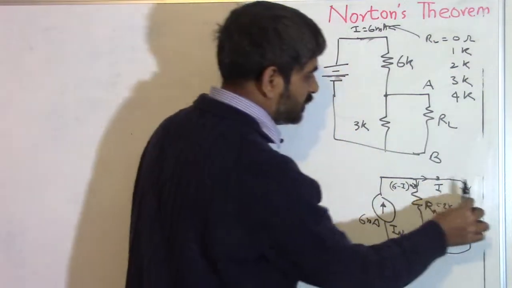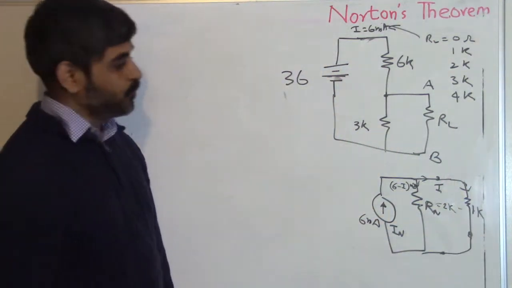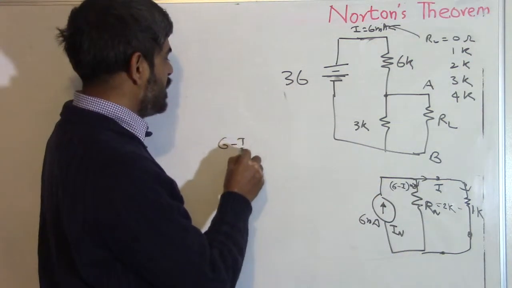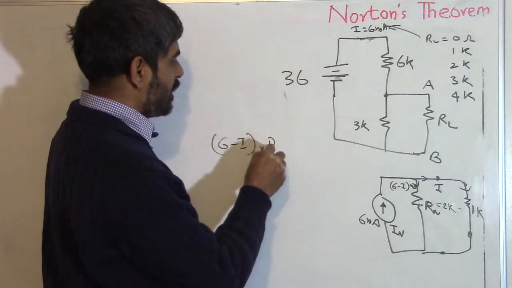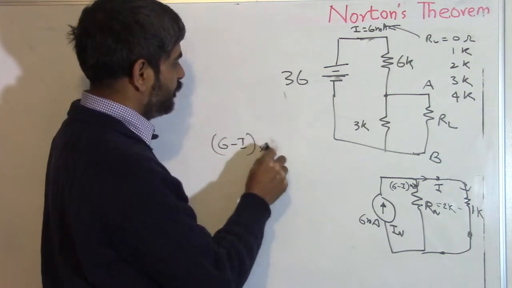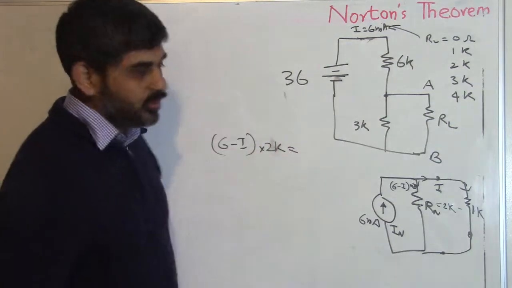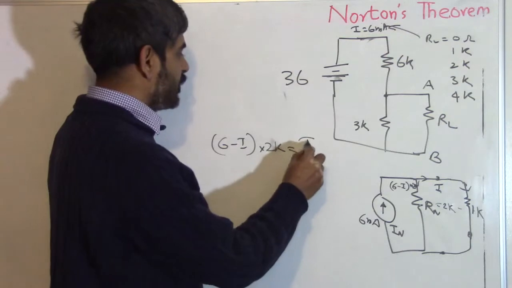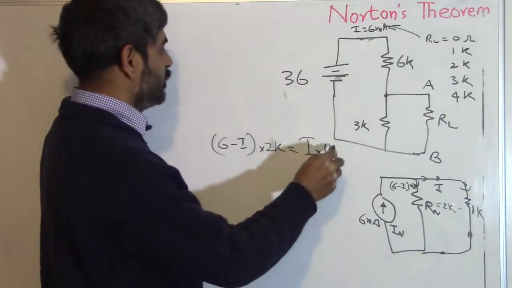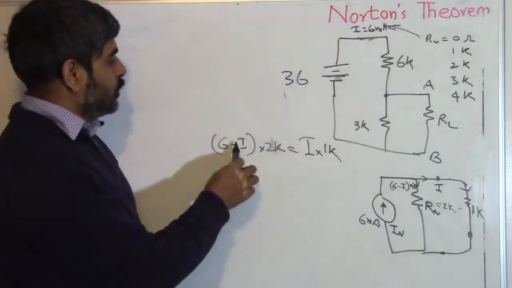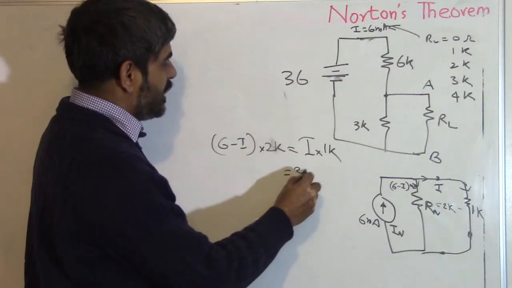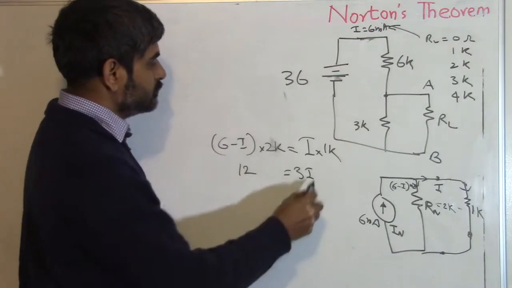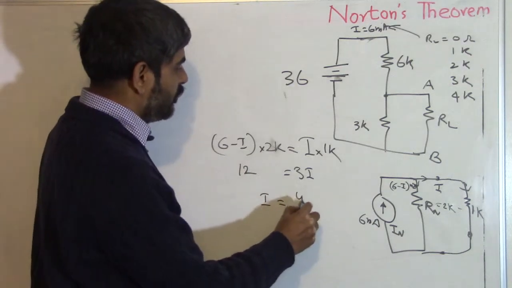Now voltage across this is same as voltage across this. Voltage across this is I into R. 6 minus I multiplied by Rn, which is 2K, will be equal to I into R. I into 1. This is I into 1K. 2I plus 1I is 3I is equal to 6 into 2, 12. So I will be equal to 4 milliampere.